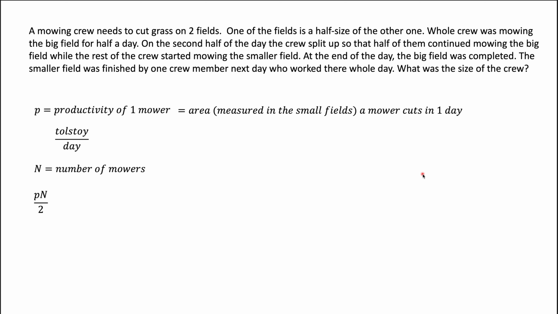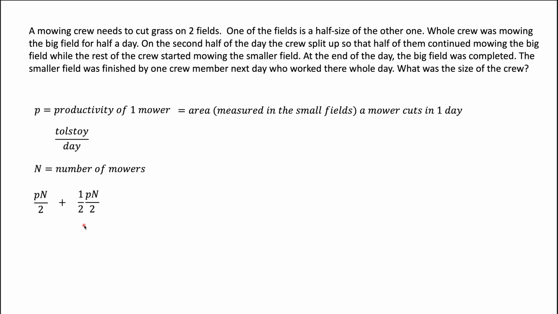Now, in the second half of the day, remember, we had not the whole crew, but half of the crew. So how much is half of the crew going to do in half a day? Well, they're going to do half the work, right? So they're going to do half of what the whole crew did. So we get half Pn over 2. And together, in a whole day, they did Pn over 2 and 1/2 Pn over 2.